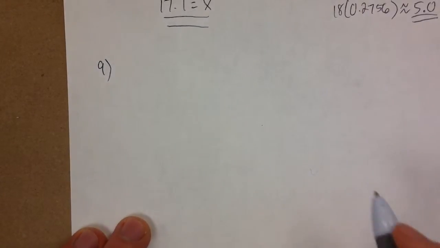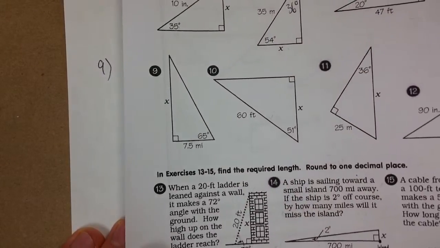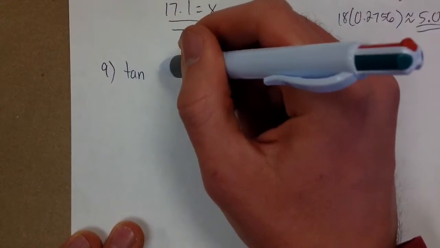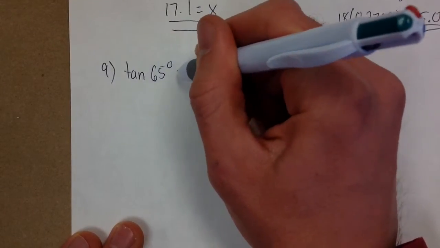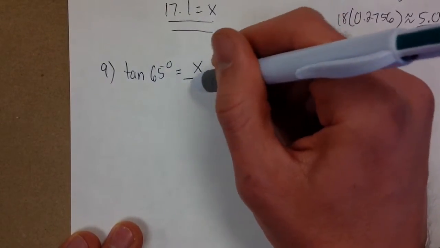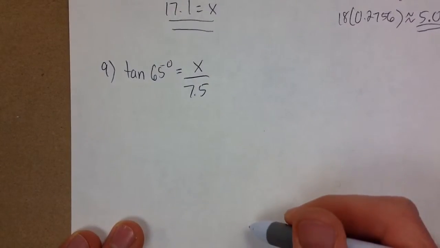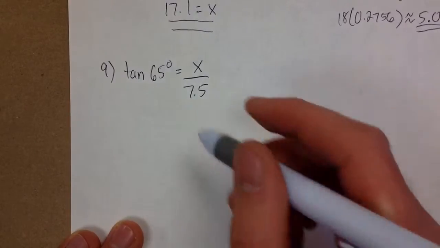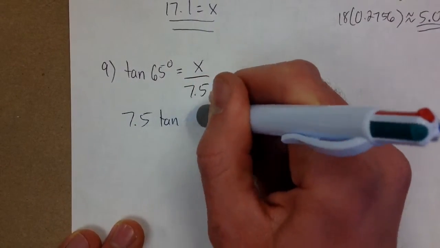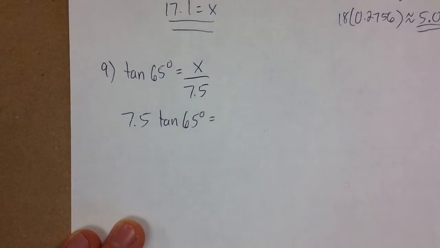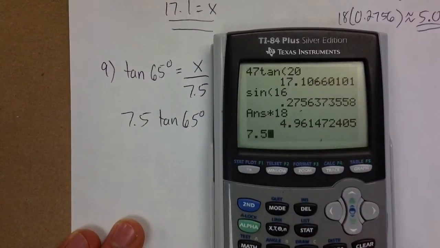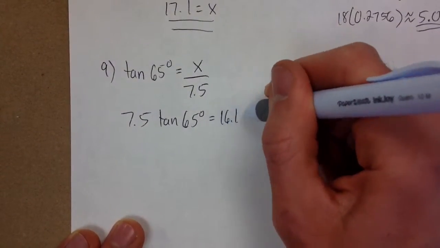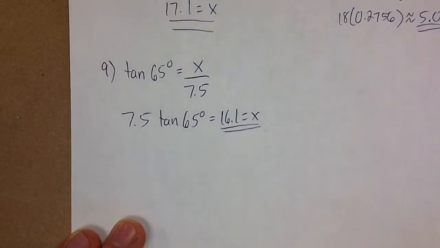Keep it up. Shirley, number 9, which trig function? Tangent. The equation, please. Good. Next step. Then you would multiply 65 with 7.5. Nice. You get x over, okay, 16.1. 16.1. Very good.